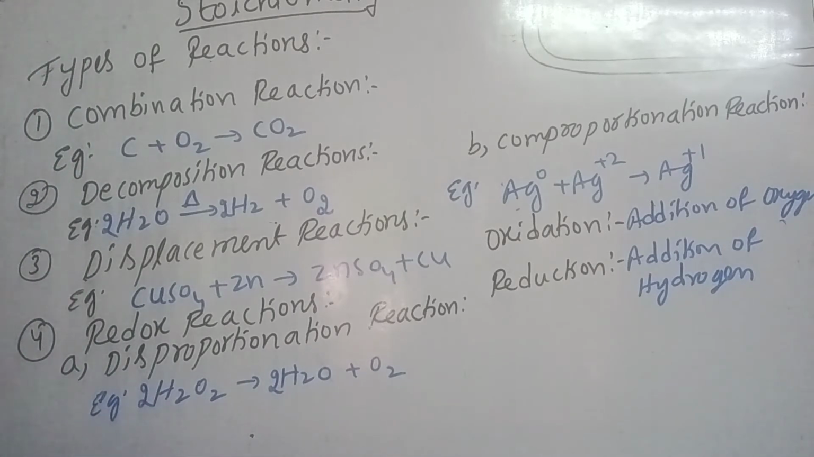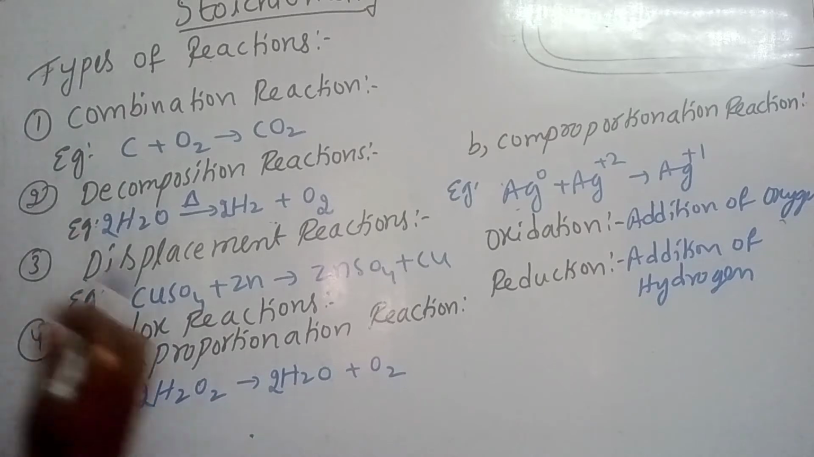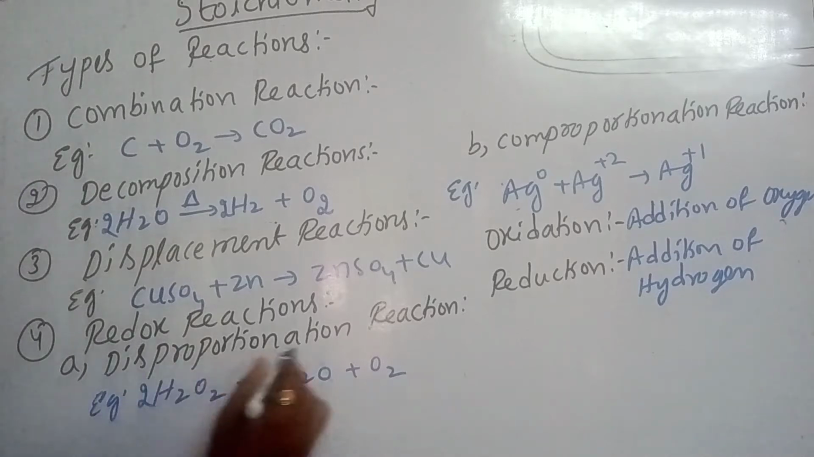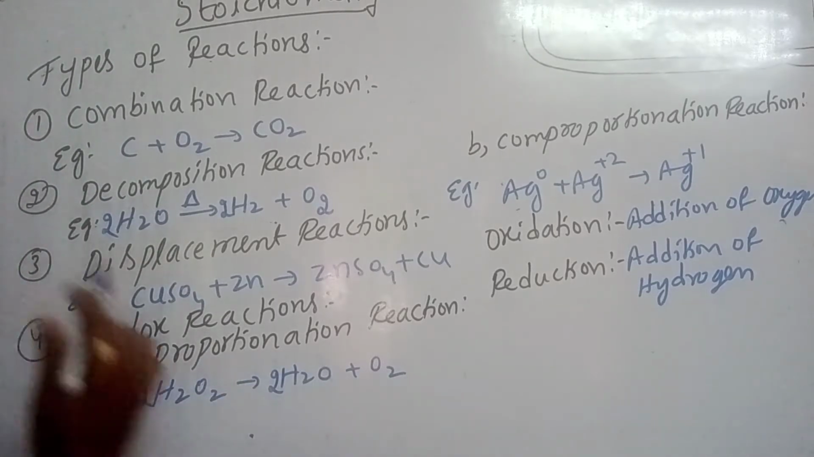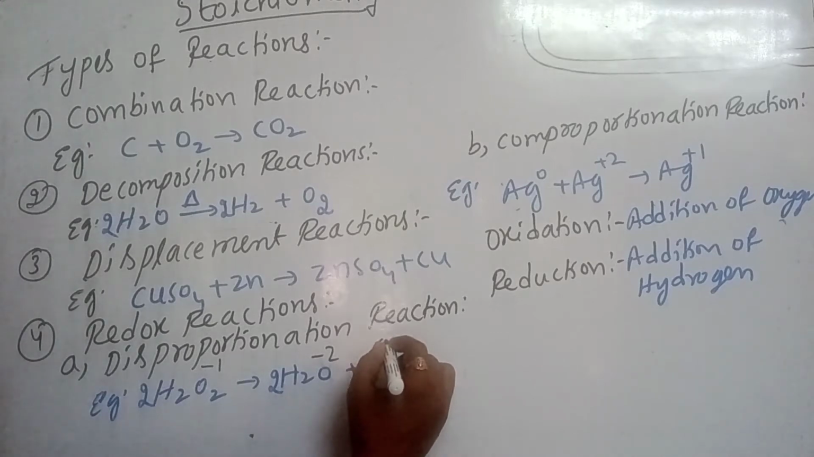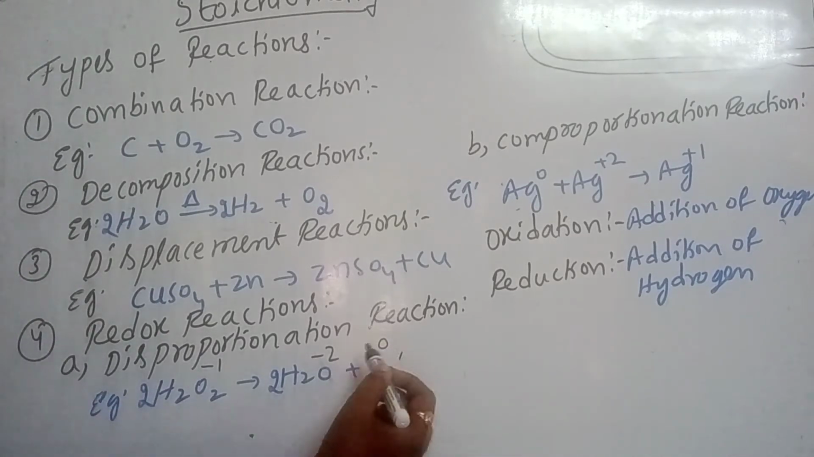For example, hydrogen peroxide on dissociation gives water and oxygen. This is an example of a disproportionation reaction. See here, in hydrogen peroxide, oxygen is in peroxide form, and in peroxides the oxidation state of oxygen is -1. In water, a normal oxide, the oxidation state of oxygen is -2. Here the oxidation state is 0 because it is present in molecular state.